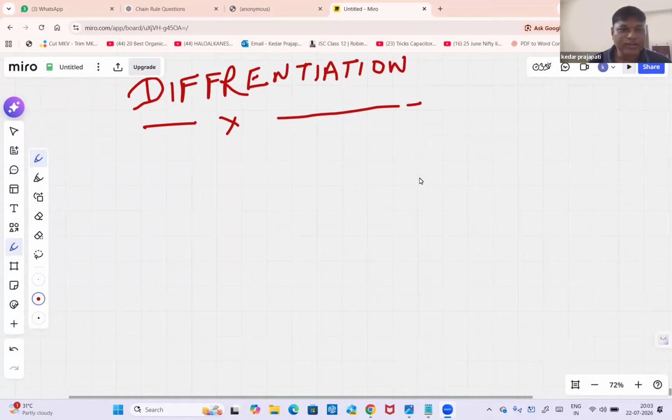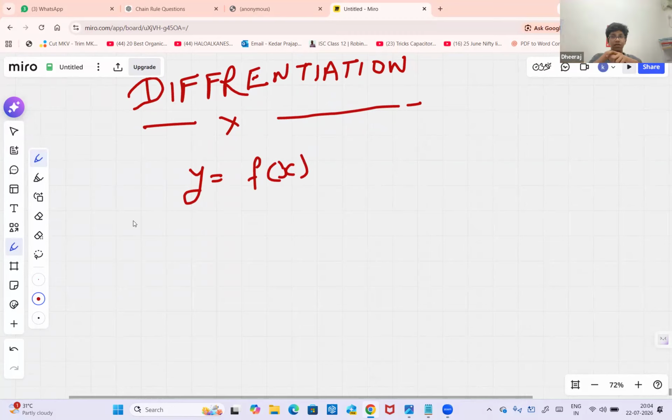So differentiation, right? Differentiation is what? Suppose one function is given like this, y equal to f(x). This is a function. If you're told to find the differentiation of it, we'll write it like dy by dx.